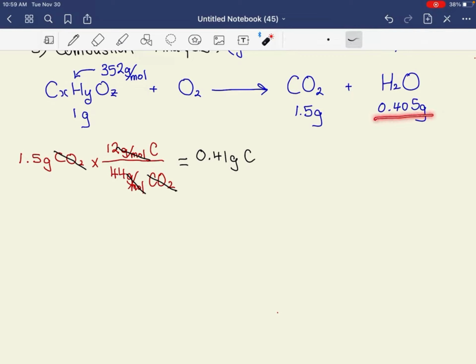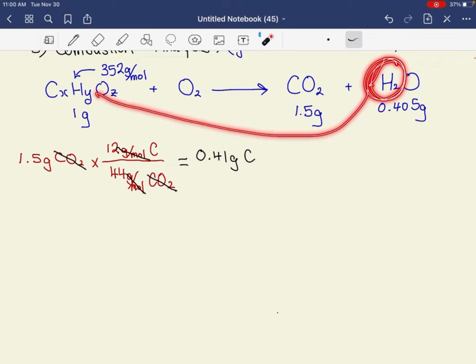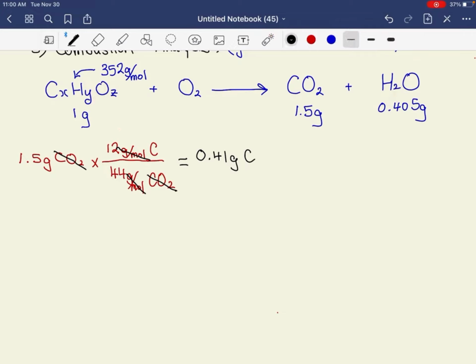Let's take a look at hydrogen. So with 0.405 grams of water, how much of that belongs to H? Now, be careful here, because there's 2 H's. Unlike carbon dioxide earlier, where there's only 1 carbon in carbon dioxide, here there's 2 hydrogen in water. So I'm pretty sure you guys can tell me that all the H's from the fuel went on to become H's in water. So let's find this out. So with 0.405 grams of water, how much of that 0.405 grams belongs to hydrogen?